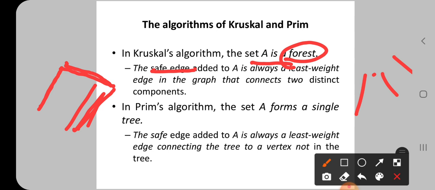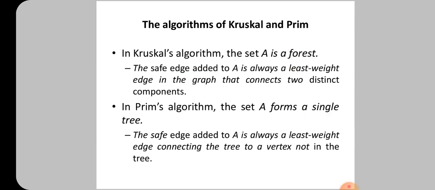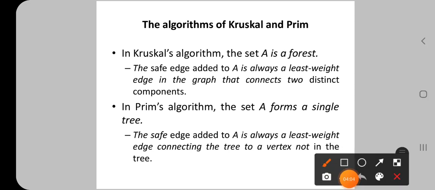In the case of Prim's algorithm, there is a set A that forms a single tree. That is very important. In the case of Kruskal's algorithm, it is a forest, but in the case of Prim's algorithm, it grows from a particular node, adding each edge to that node, and it forms a single tree. So a safe edge added to A is always a least weight edge connecting the tree to a vertex not in the tree.